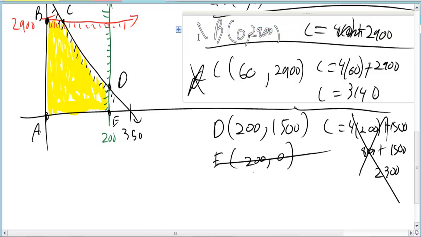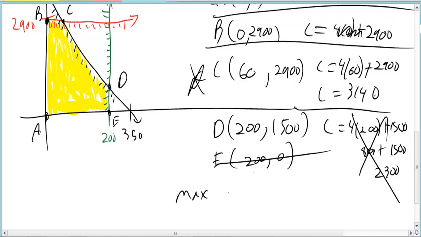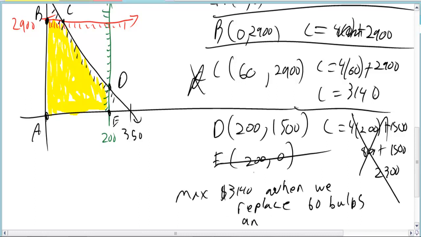Much, much better. I apologize for that. So our answer is C. We're going to have a max of $3,140 when we replace, that is the worst spelling of when. Man, it's getting late. Okay, when we replace 60 bulbs and insulate 2,900 square feet of wall, or cubic feet of wall, however they're measuring it. So 2,900 square feet. So there's your answer.